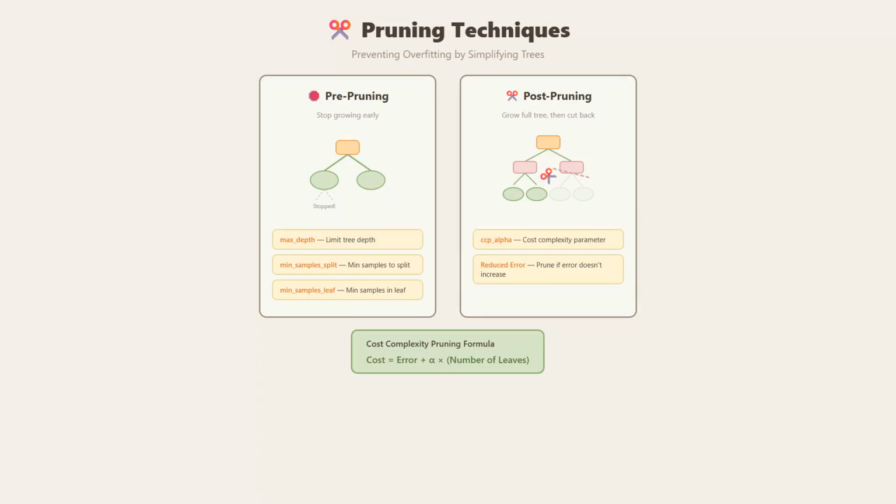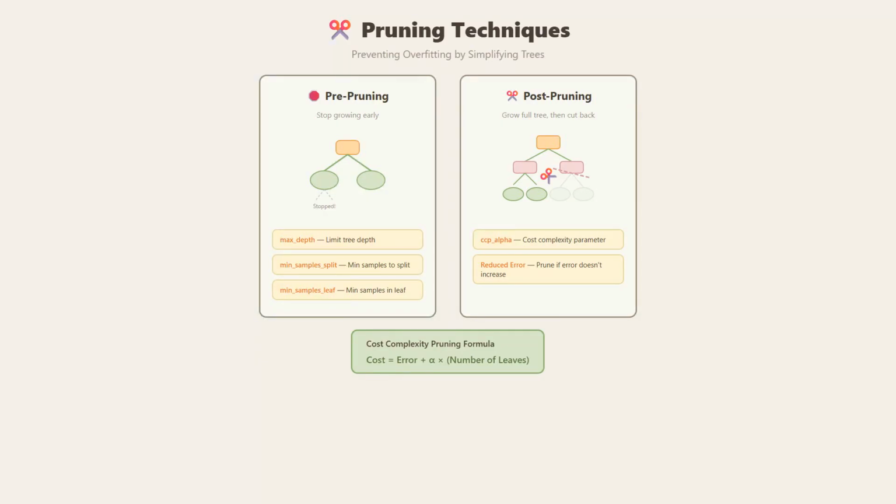Post-pruning takes the opposite approach. We first grow the complete tree, letting it overfit the training data, then we cut back unnecessary branches. Watch the scissors animation cutting through the branches. The algorithm evaluates whether removing a subtree improves performance on validation data. If removing a branch doesn't hurt accuracy, that branch was probably just fitting noise.